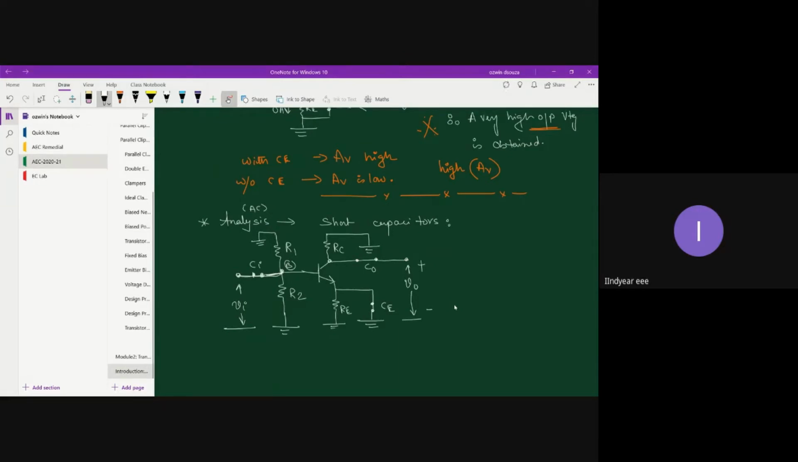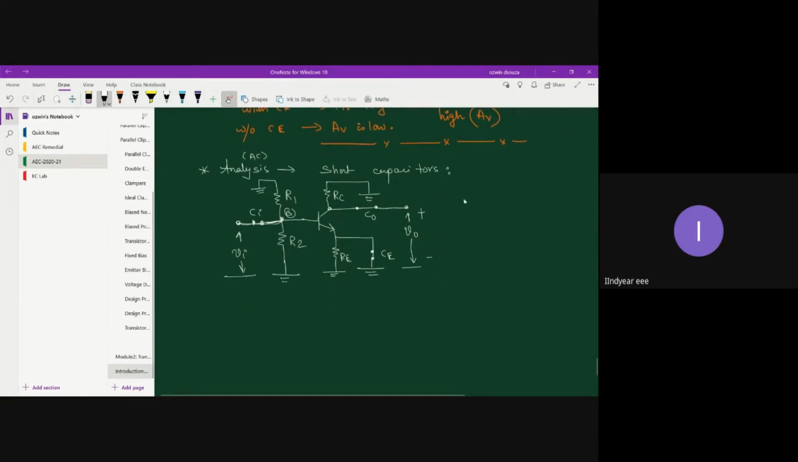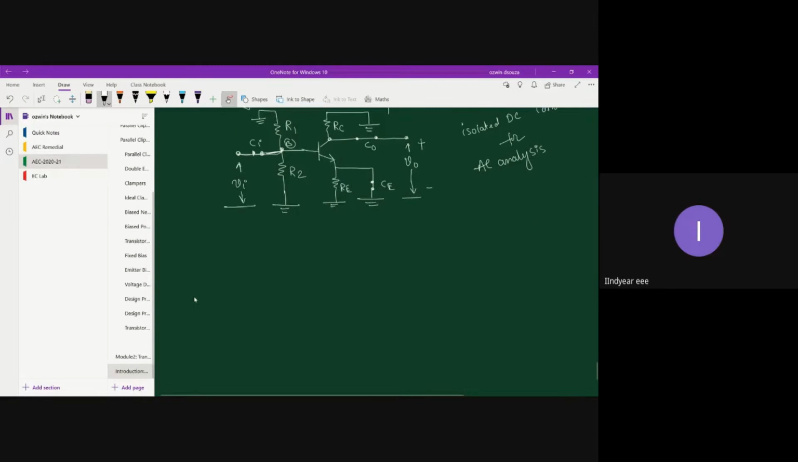For AC analysis, what we have done is we have isolated the DC conditions for AC analysis. All right. Now, in the next step, we can have a very clear RE model of the voltage divider bias amplifier circuit. So I have a collector terminal here and I have an emitter terminal here. Now, can anyone tell me what I will do with this particular circuit?